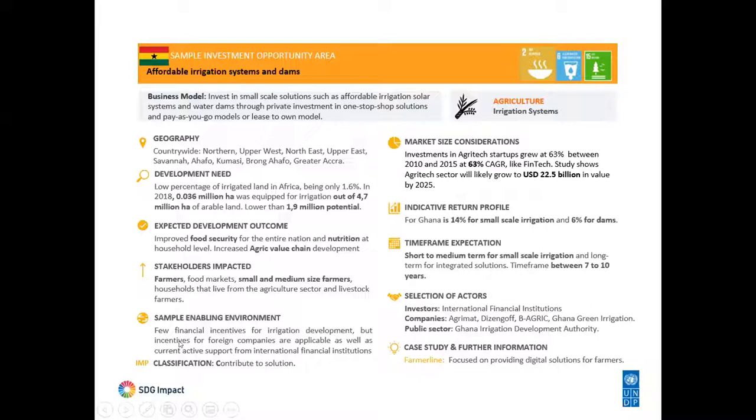And so we have done the whole research into this. Few financial incentives for irrigation development in Ghana exist, but there are actual incentives for foreign companies to go into the sector. In terms of the IMP classification, this is classified as C. That means this investment will contribute to the solution. Here's the market size.